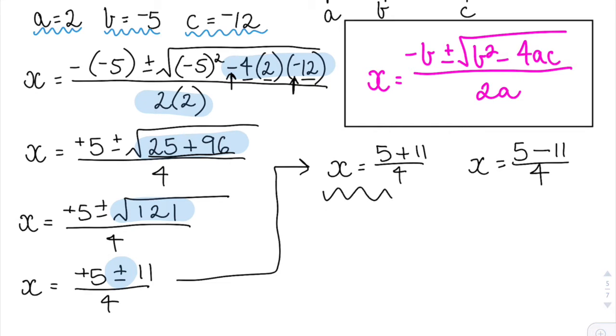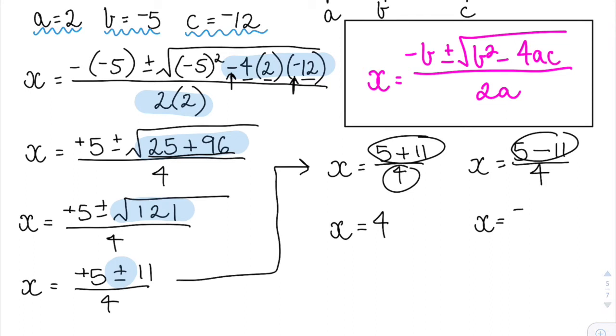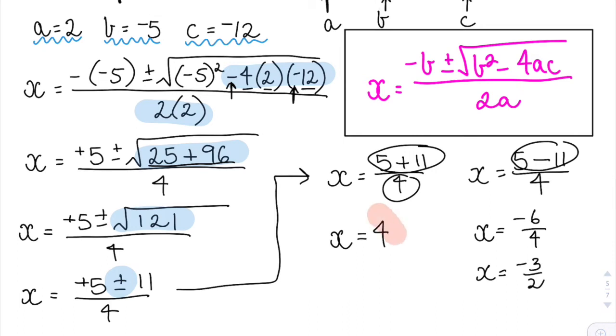Now we need to solve for each of these equations. 5 plus 11 is 16, divided by 4 gives us 4. And over here we've got 5 minus 11, that gives us -6 on 4, which can then be broken down to give us -3 on 2. So there we go, our first example complete.